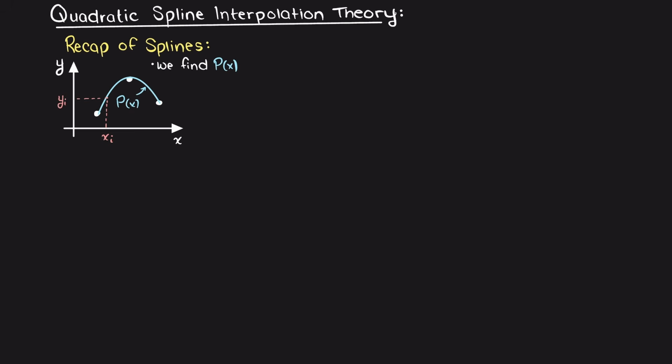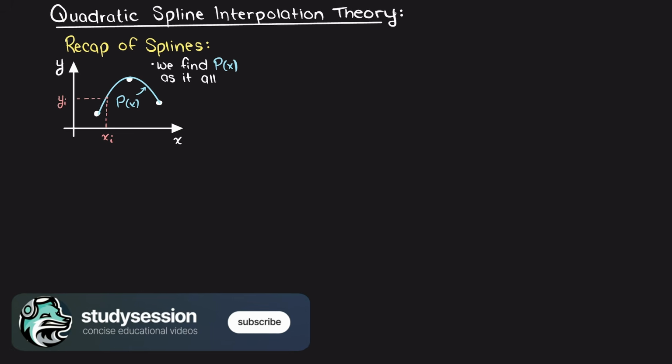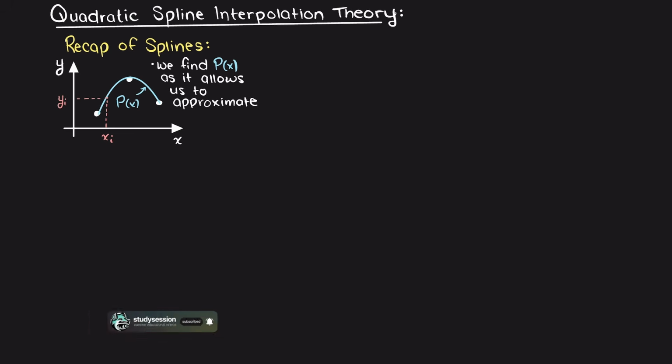Briefly, splines are an interpolation method that allow us to fit smaller polynomials to a subset of our given data. In this diagram here, we are given the white data points, and the blue line drawn symbolizes the quadratic interpolating polynomial that we will learn how to find here shortly.